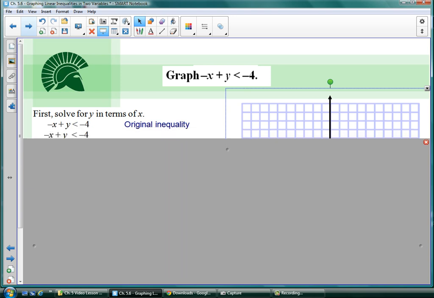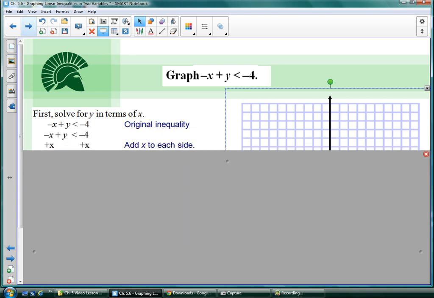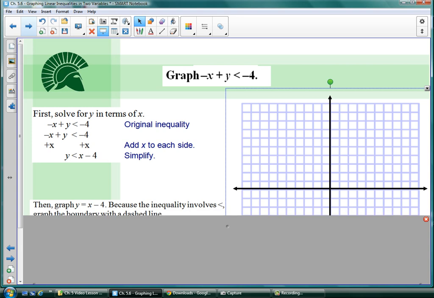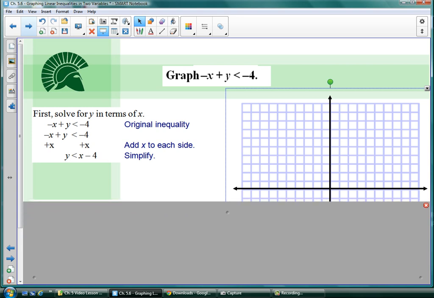So you take your original inequality. You're going to do the inverse operation to the x to move it to the other side so you can get y by itself. The y is already positive, so we're in good hands. And we get y is less than x minus 4. And so what I'm going to do is use that to my advantage. Now I have it in the form that I want.